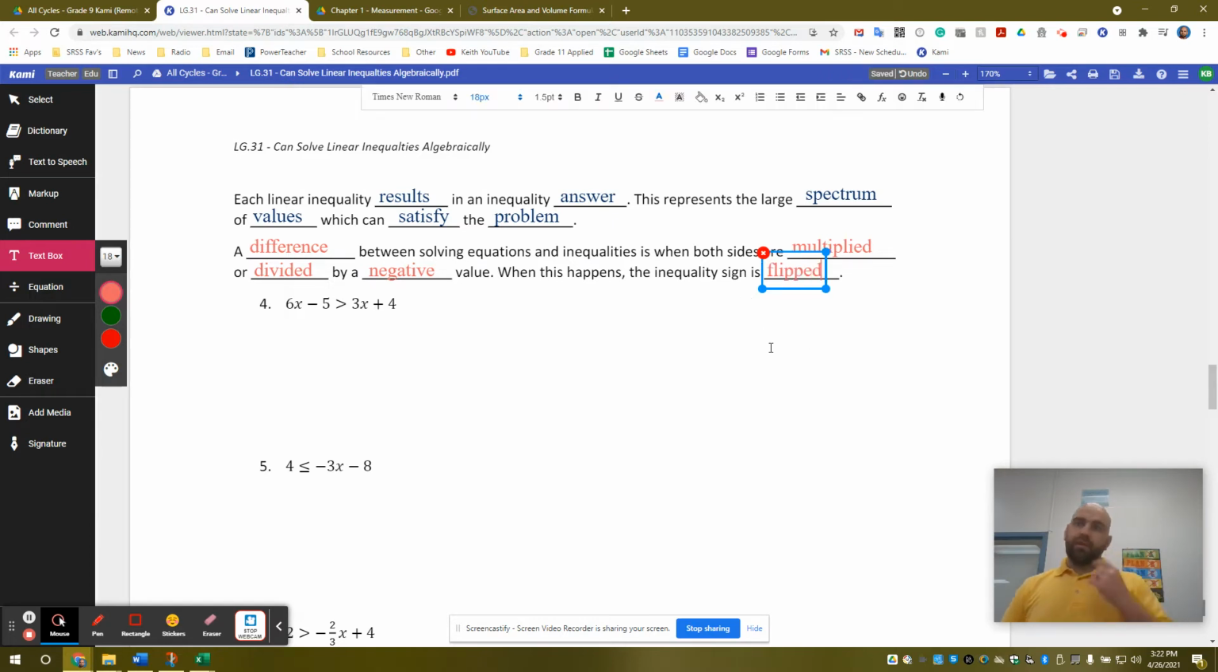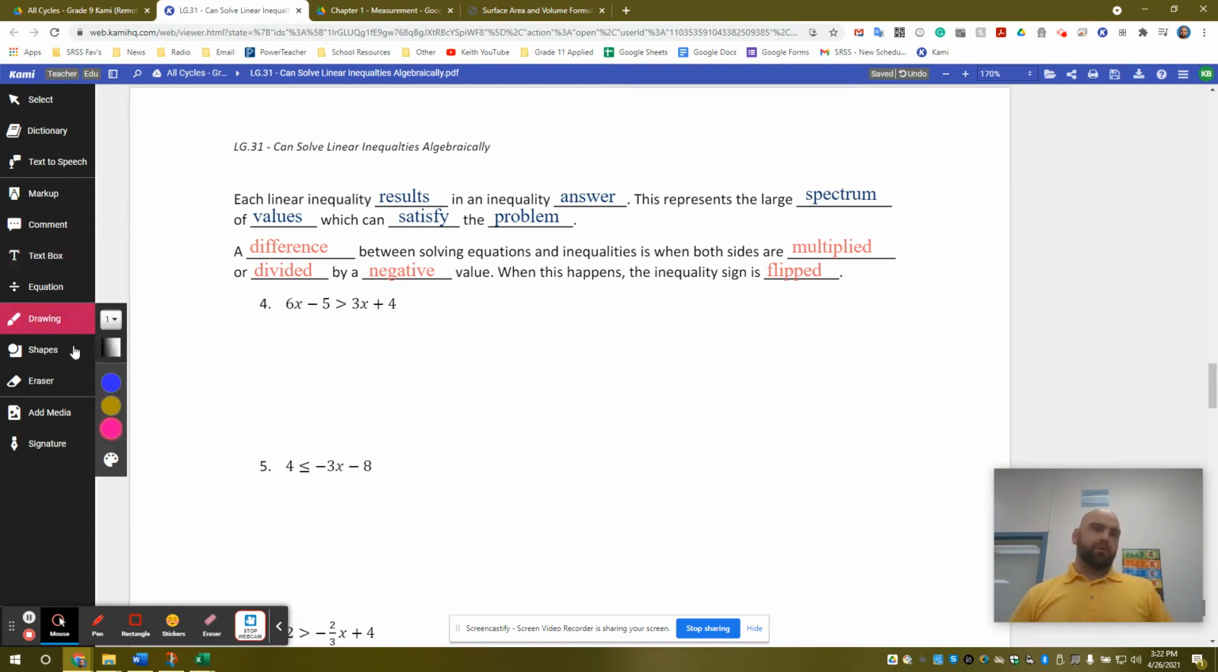Normally we leave the inequality sign exactly where it is. But if we multiply or divide each term by a negative value, then we have to flip it around. So less than changes to a greater than, or less than or equal to changes to a greater than or equal to. So let's take a look at a couple questions and see how we're going to solve these. Now, the first one's not dealing with a negative. Well, we could, but we're going to try not to deal with a negative here.